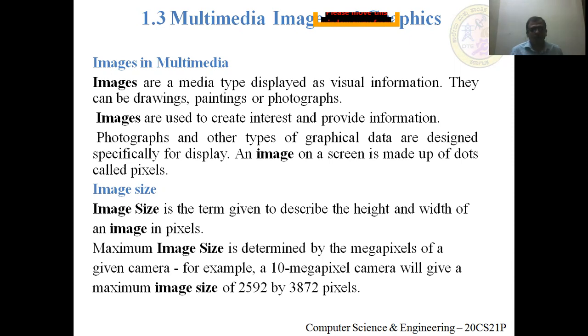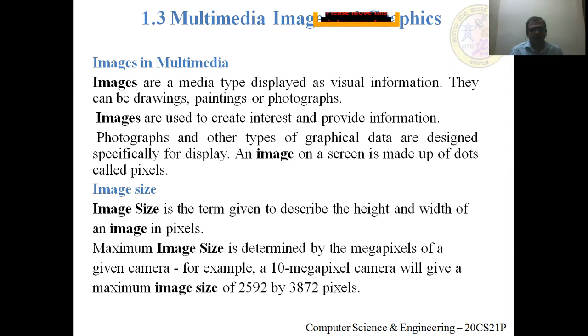So what is an image? Images are a media type displayed as visual information. They can be drawing, painting, or photographs. The images are used to create interest and also provide information. The photographs and other types of graphical data are designed specially for display of the image. An image on the screen is made up of dots per pixel. So the image quality depends upon the number of dots per inch.